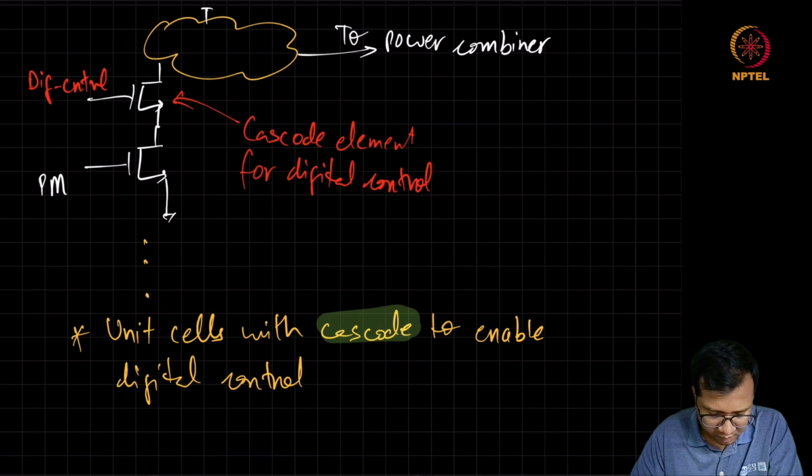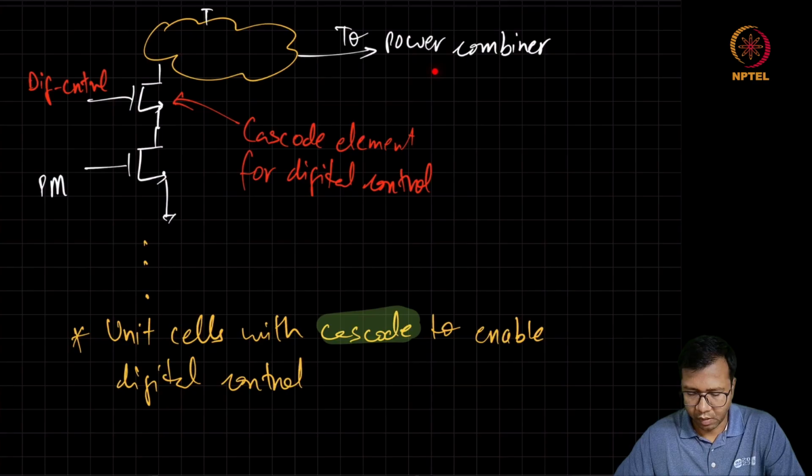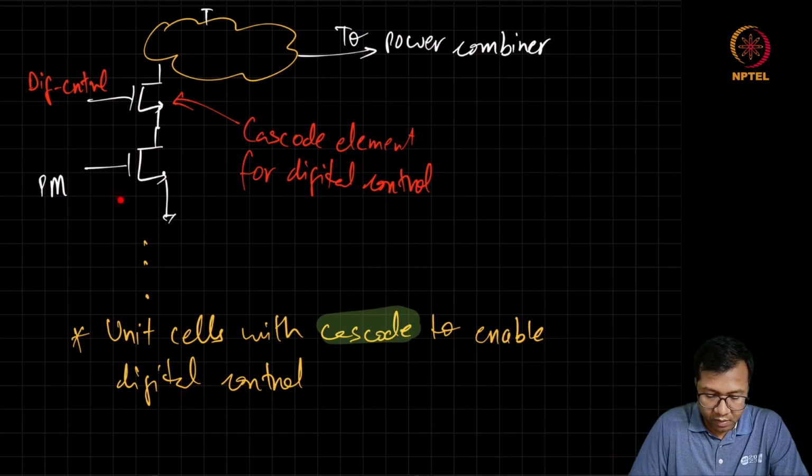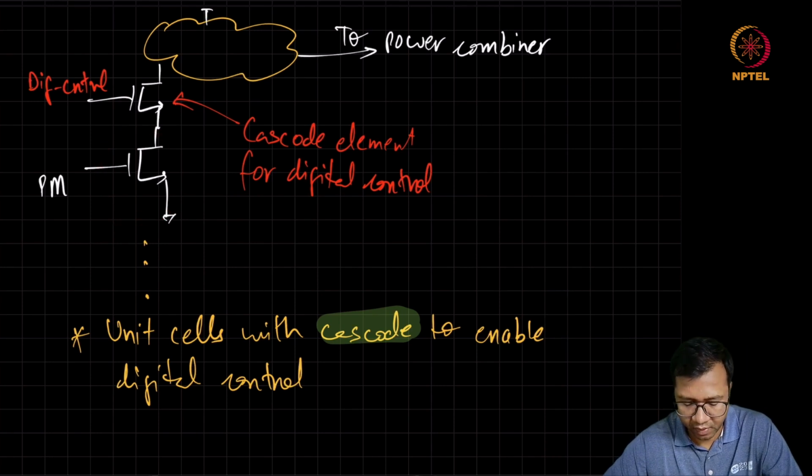There is a downside here. The downside is this cascode element is also going to need some extra headroom, which may not be desirable in many cases. Now for power combining, depending on what is the class of the PA we are using, we need to accordingly choose the topology.